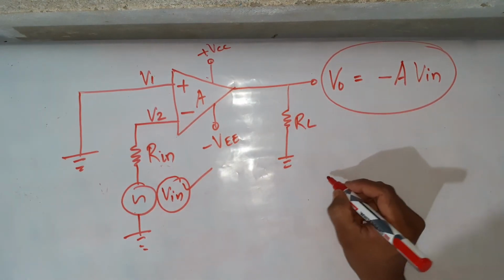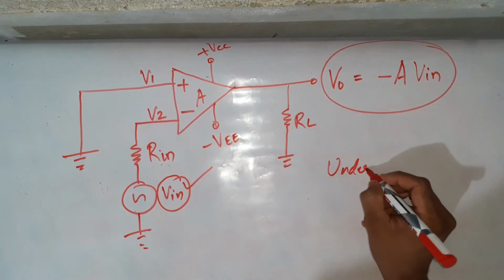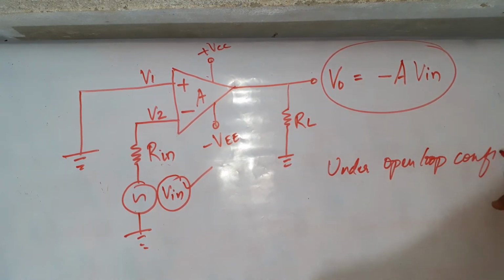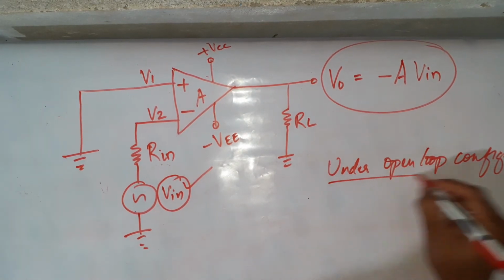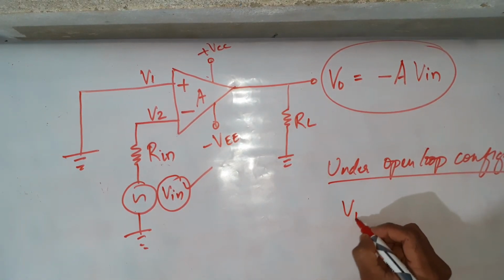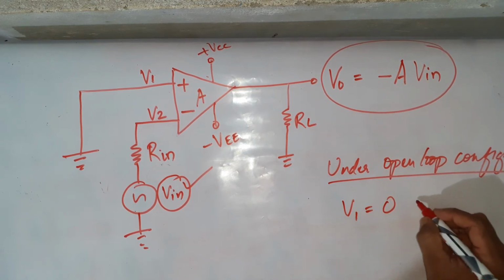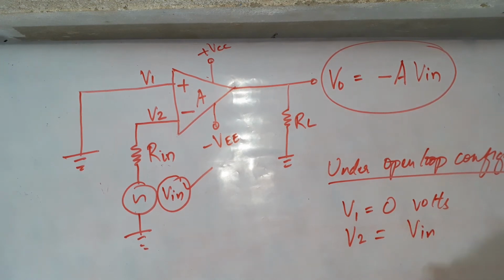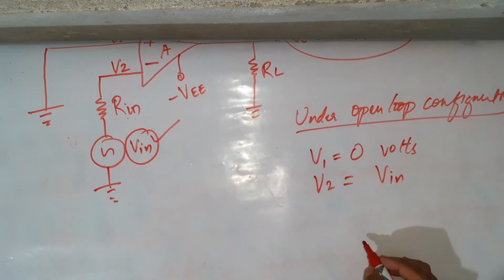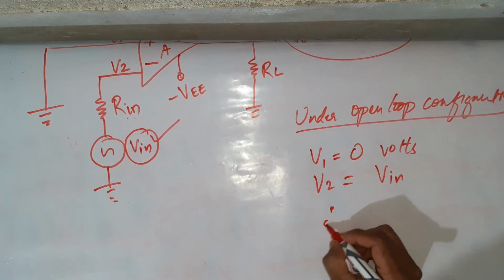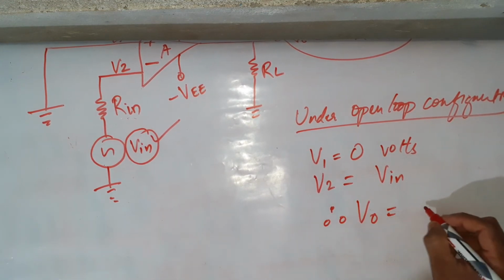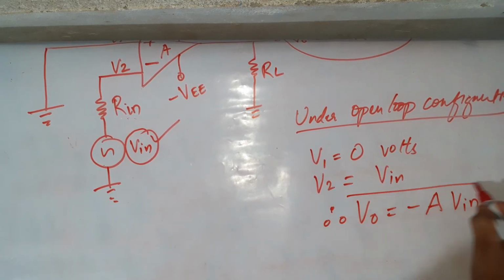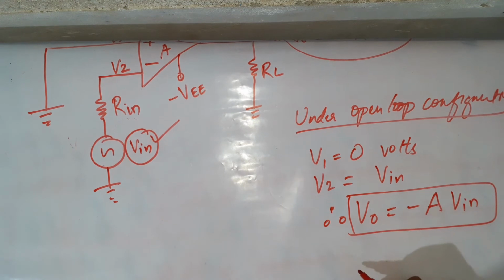I can write here, under open loop configuration, V in 1 is equal to 0, right? V in 1 equal to 0 volts. V2 is equal to what? V in, right? Now, therefore, output voltage is equal to A times minus V in. This will be the final output voltage.